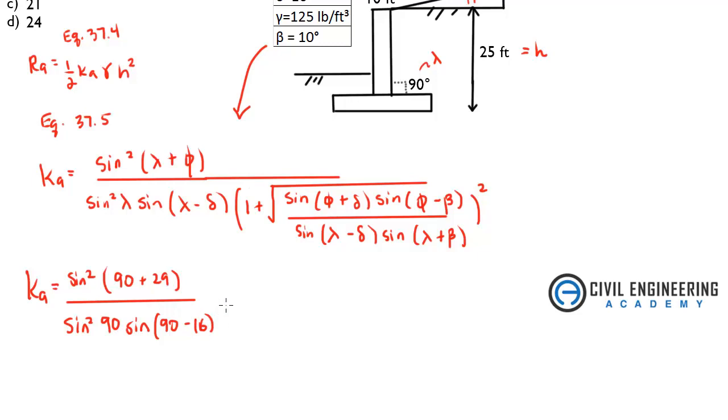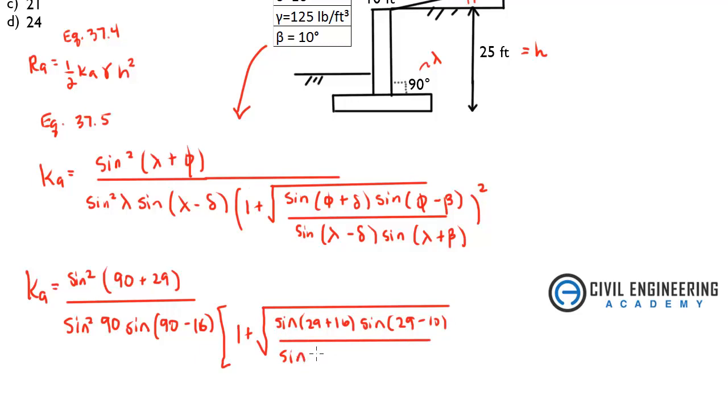Then we have to multiply this whole thing. I'm going to do a bracket like this: 1 plus the square root of the sine of 29 plus 16 times the sine of 29 minus 10, divided by the sine of lambda, which was 90 minus 16, times the sine of 90 plus 10. Holy crap. And don't forget that this whole thing is squared.